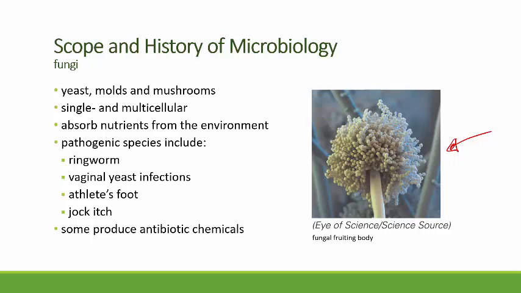And rather than getting energy from sunlight, the way that the algae do, they get their energy by absorbing nutrients across their cell walls from the environment around them. And because of this, they can take up habitation on the human body and can be pathogenic. So these four diseases here, ringworm, yeast infections, athlete's foot, jock itch, these are all fungal infections of the human skin or of the mucous membranes of the body, where the fungal cells are growing.